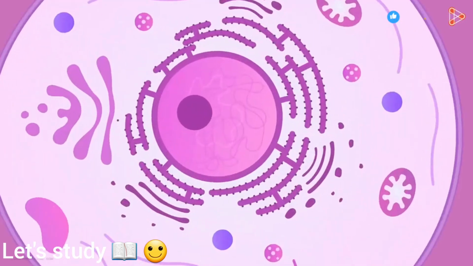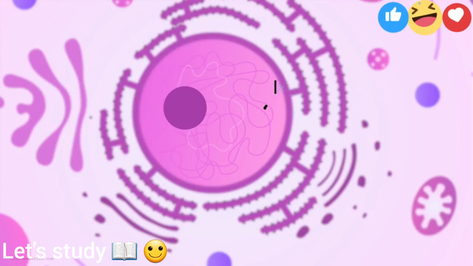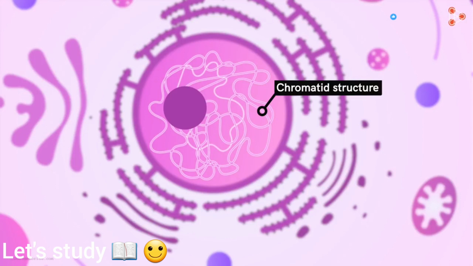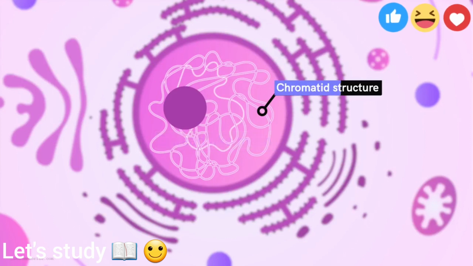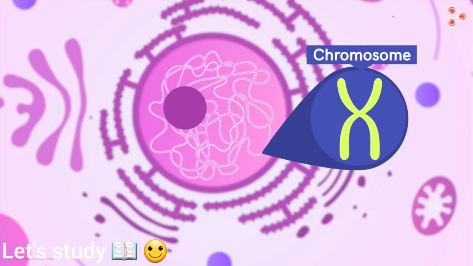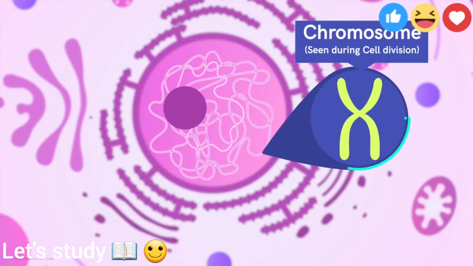We know that the long stretch of DNA is coiled to a great extent to fit inside the tiny nucleus. This process of coiling gives rise to the chromatid structure. It's a thread-like mesh that we find in the nucleus of a metabolically active cell. The chromatids gain a typical classical structure which looks somewhat like this. It's seen during cell division. And these are nothing but the chromosomes.